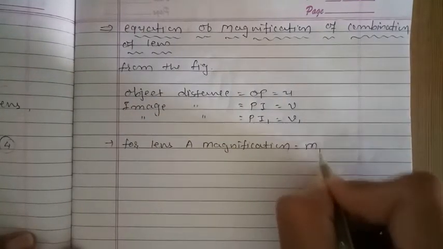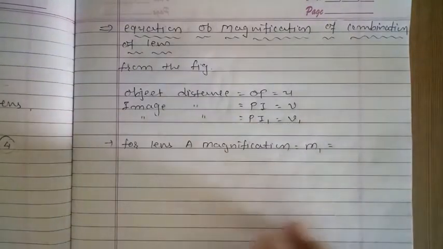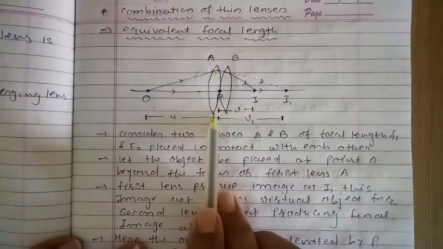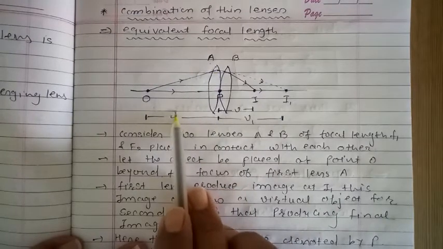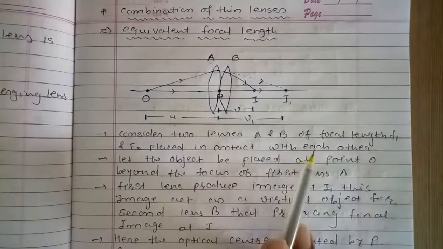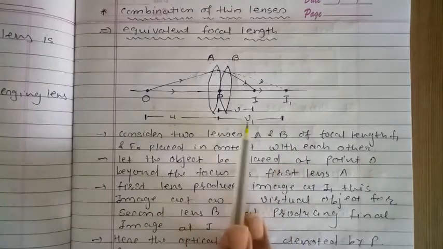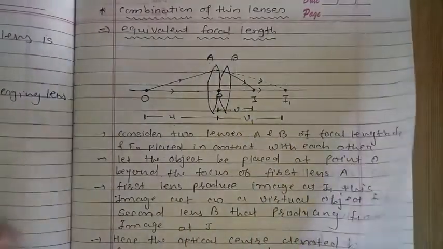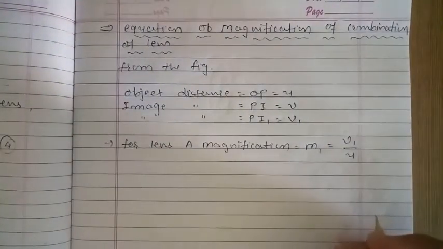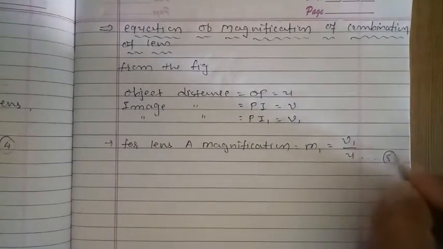suppose I assume M1, so M1 is equal to, we know the formula, M is equal to V by U, but for lens A, see here, for lens A object distance is U but image distance is V1, so our formula is M is equal to V by U, but instead of V for lens A we have to write V1, so we can write that M1 is equal to V1 by U, right? Okay, this is our equation number 5.